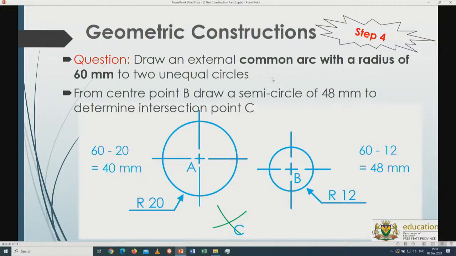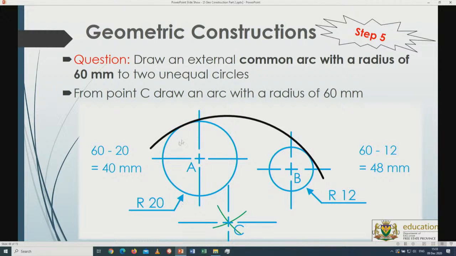Now remember, the radius was 60 millimeters, so I have to reset my compass to 60 millimeters, put the needle point at that specific intersection point, and then strike the arc, and that gives me the external, outside, in other words, external tangent arc to two unequal circles. What you have to remember: external is big, so I have to make it smaller. So what's the radius I'm going to use? 60 millimeters minus 20, 60 millimeters minus 48, and of course that will give me the intersection point on this point. Reset your compass on 60 millimeters, and that will give me the arc that I will need for that one.